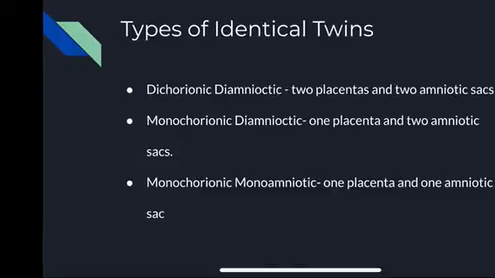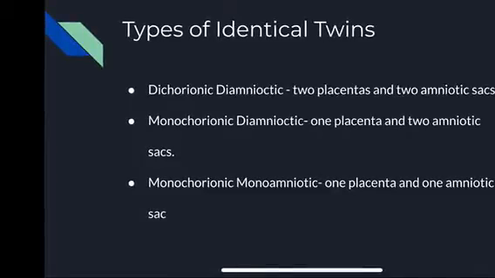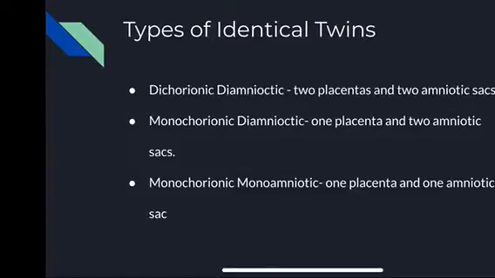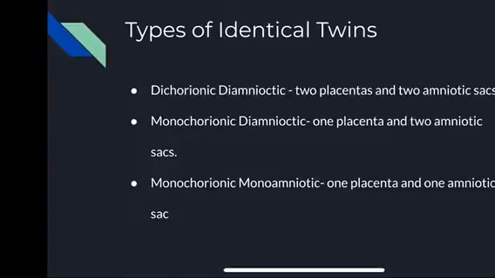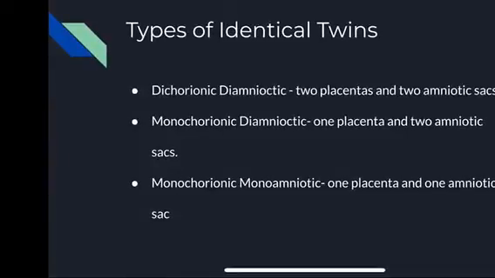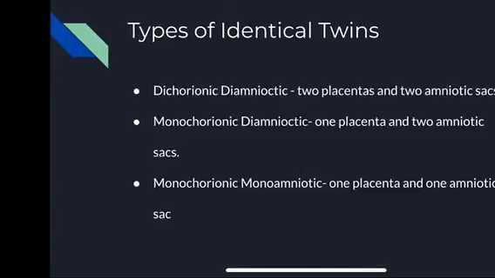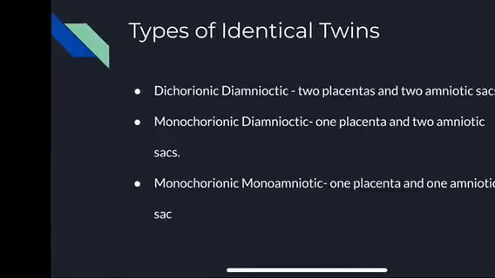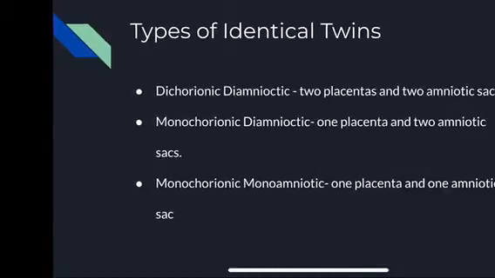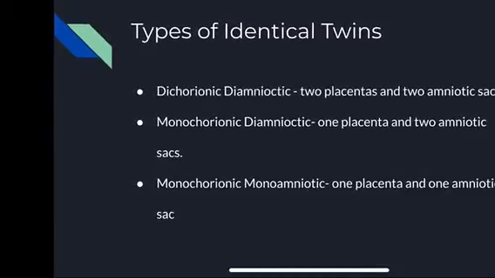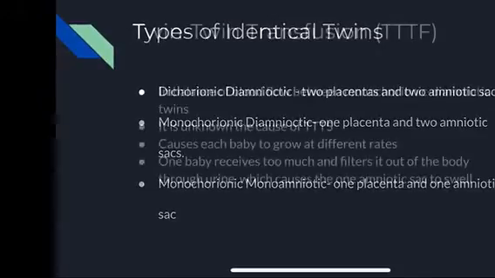The second is monochorionic diamniotic twins. The only difference here is the word mono meaning 1. So these twins have 1 placenta and 2 amniotic sacs. The last is known as monochorionic monoamniotic twins. These are the ones that share a placenta and amniotic sac. As you go down the list, you are going to be seeing more risks such as TTTS, cord entanglement, and more, as well as your doctor wanting to monitor these babies more often.